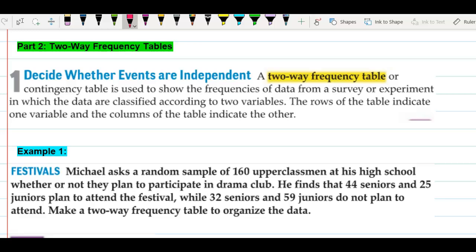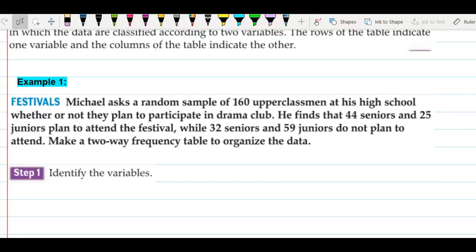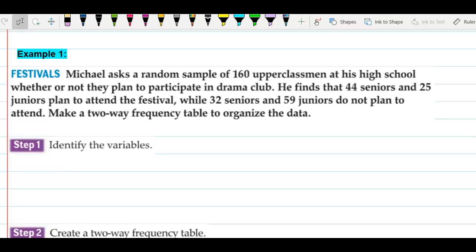A two-way frequency table, we've already been working with these when we talked about mutually exclusive and not mutually exclusive events. We did an example where there were paintings and stuff. So you know what these are. You may have never heard them called two-way frequency tables yet, but let's do our first one and then this will make more sense.